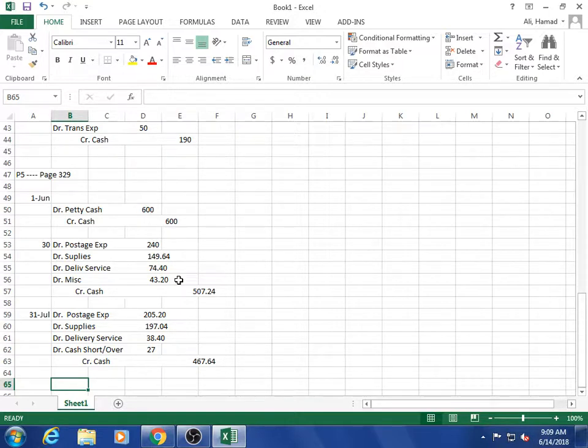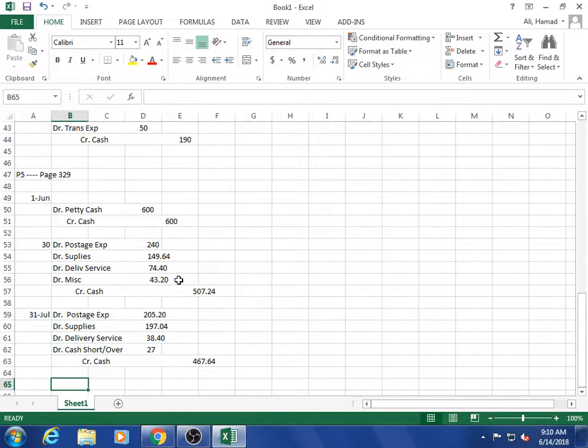Now, what happens if we have an extra $27? Then we'll have to credit cash short and over and reduce the amount of cash, because we have some extra.